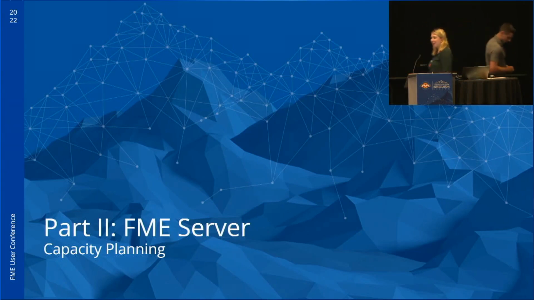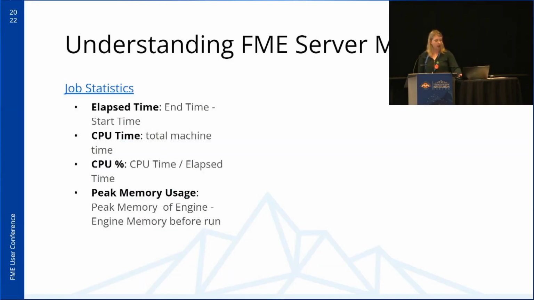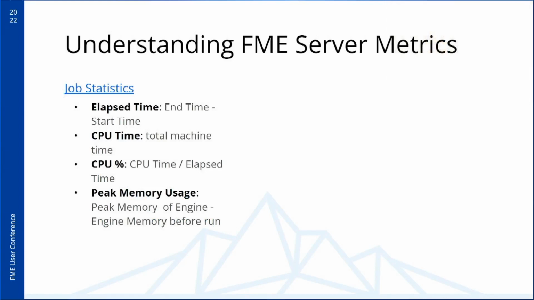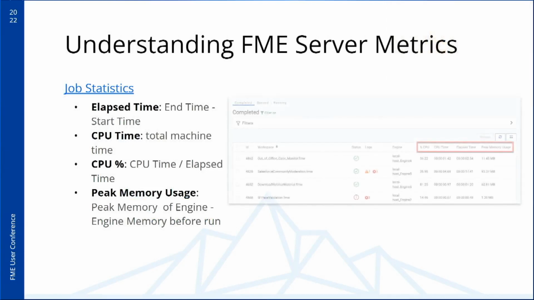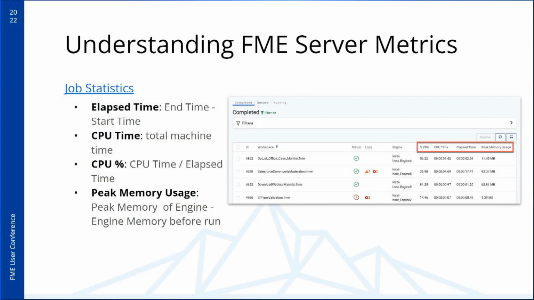Okay, perfect. So let's jump right into it and talk about capacity planning on FME Server. One thing you may have noticed if you've upgraded recently is now we have new job statistics available in FME Server right in the UI. And I'm just going to go over these job statistics and what they mean because it can be kind of confusing at first. First, we have elapsed time. This is the total time it takes to run a job from start to finish. But we also have CPU time, and that's the time that the machine is taking to process the job.